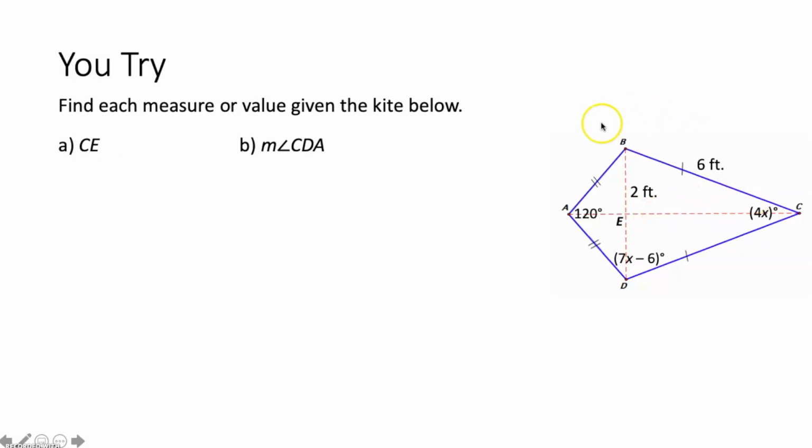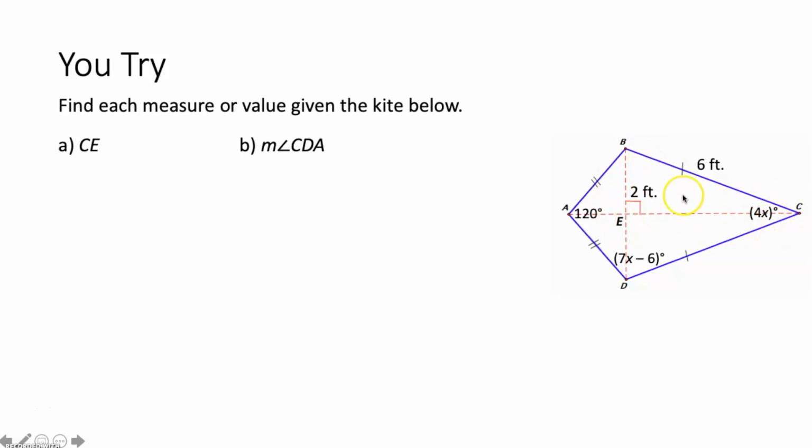Well, again, we have a kite, and we know that the diagonals of a kite are perpendicular, meaning that they meet at a 90-degree angle. We also saw in the last example that this then breaks up the kite into 4 different right triangles. This right triangle over here is the one I want you to focus on. Here we know 2 of the side lengths. We know this side right here is 2 feet, and this side over here is 6 feet. The side that we're looking for, segment CE, we don't know.